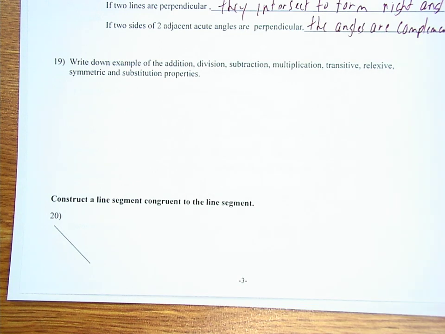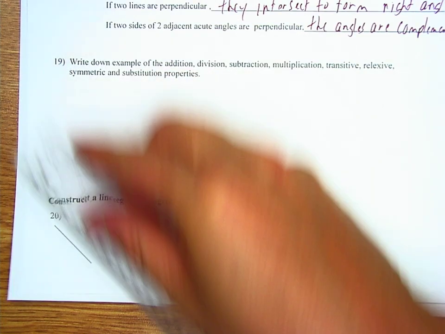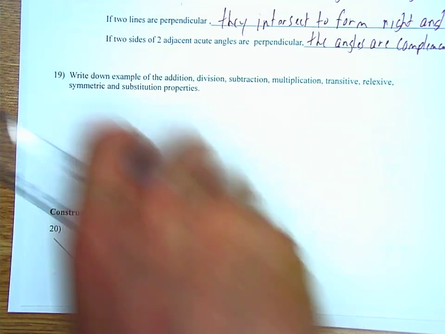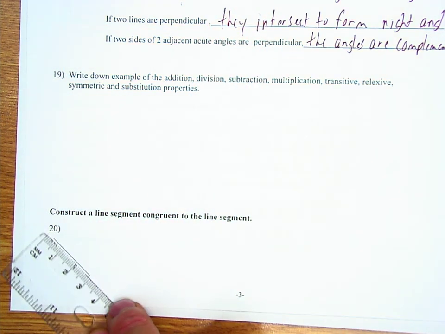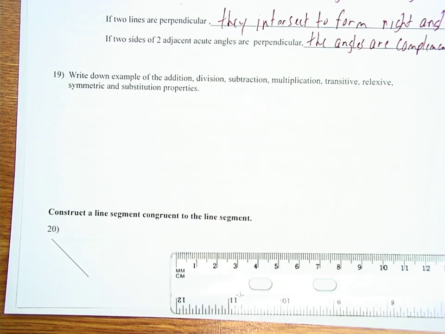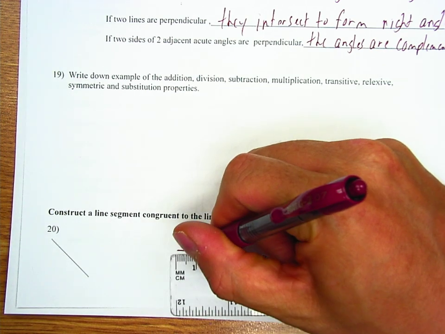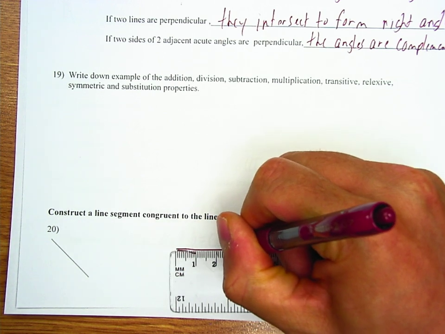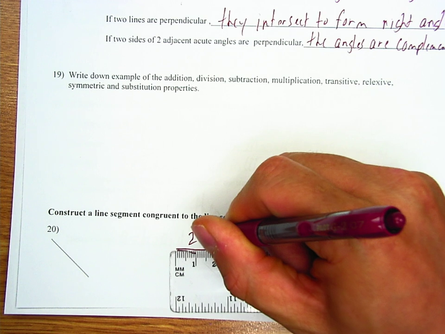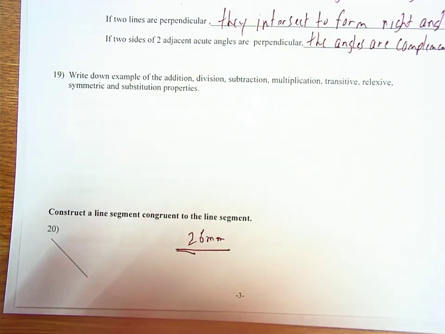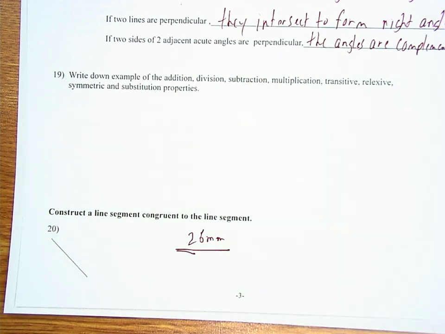And when you construct a segment congruent to another segment, you take its measure and you copy and paste. So this particular segment measures, if I take my ruler and rearrange it properly so you can actually read it, about 26 millimeters. So I'm going to make another segment of 26 millimeters. Oops. I'm going to have to get the ruler. There we go. 26 millimeters in length. And again, with these properties, you're just writing down the properties from our notes.